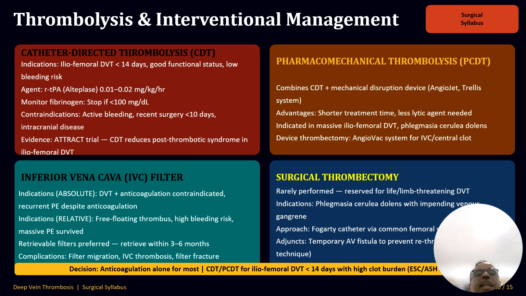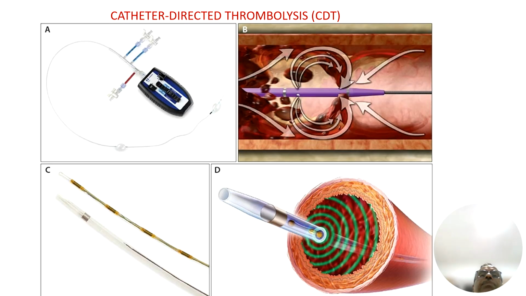Now, just to recap here, anticoagulation alone is done for most of the cases, whether with direct acting oral anticoagulants or LMWH. Catheter directed thrombolysis or pharmacomechanical thrombolysis ideally is reserved for iliofemoral DVT of less than 14 days with a very high clot burden. In such cases, we generally use CDT or pharmacomechanical thrombolysis.